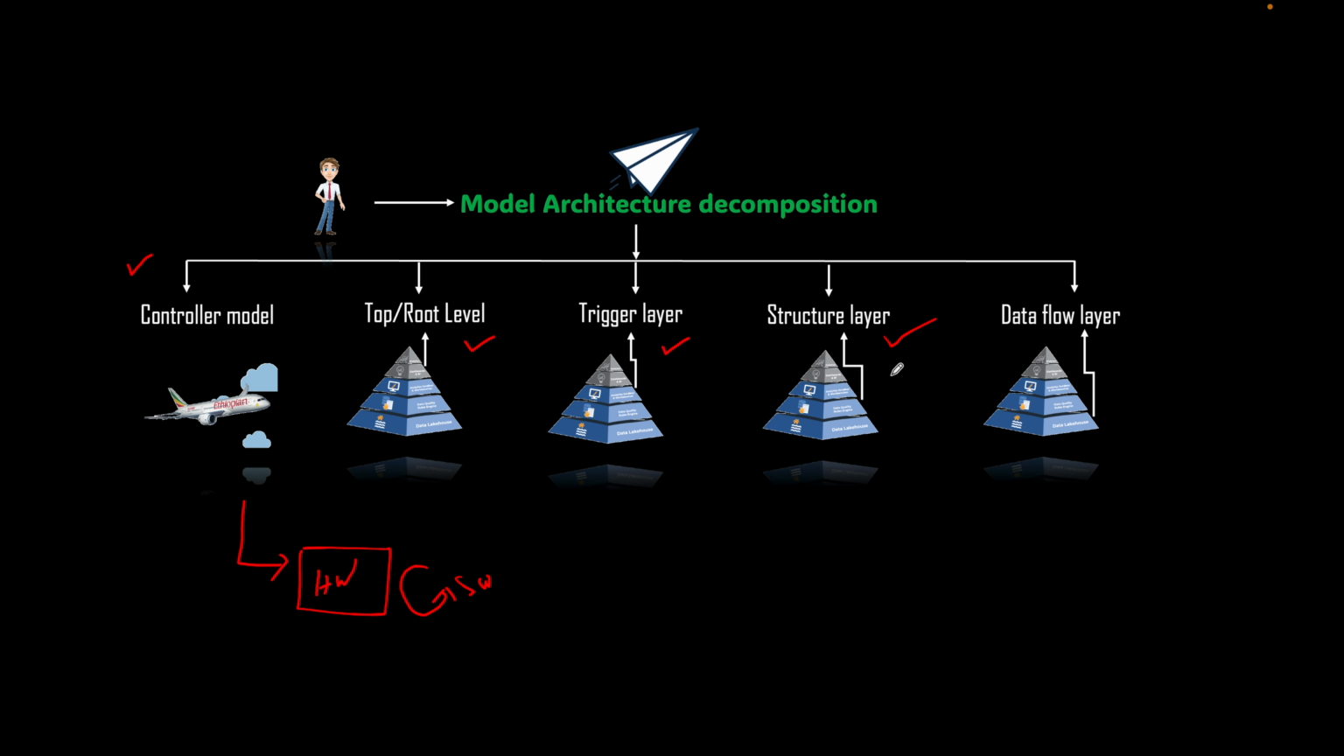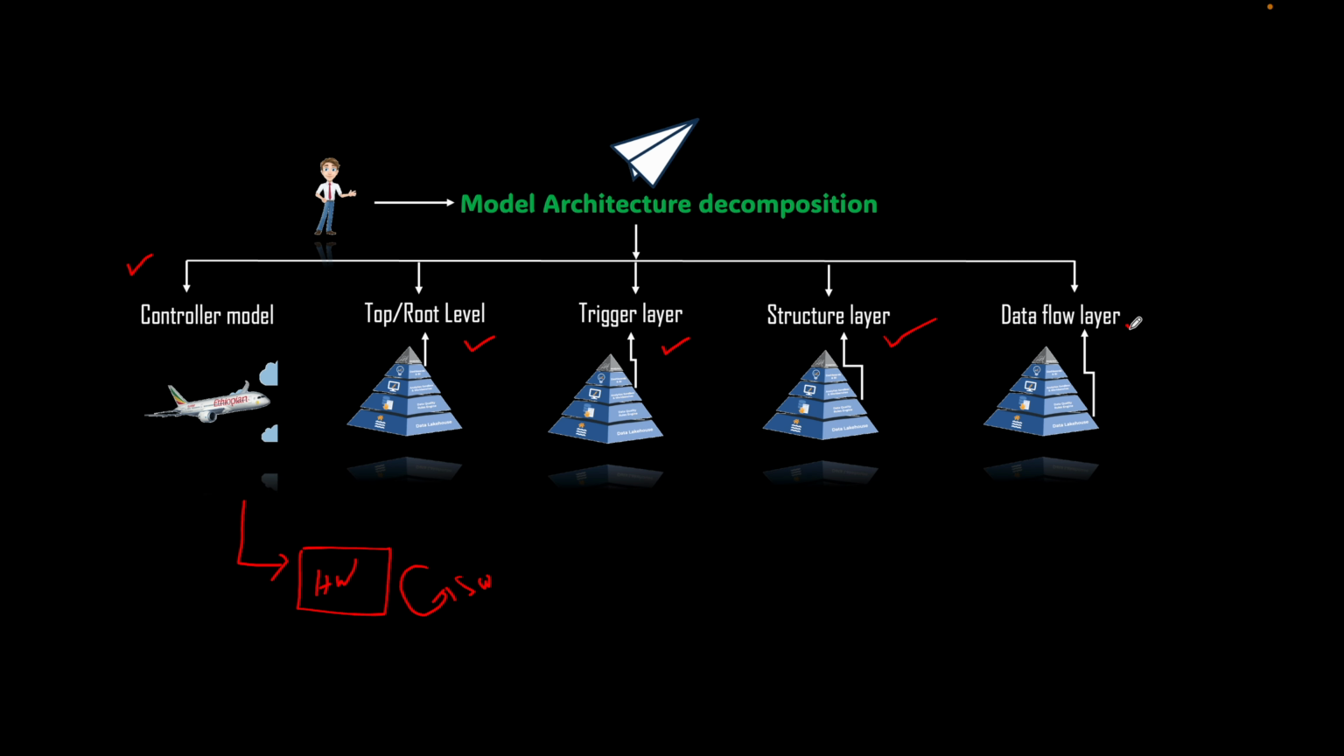Then is the structure. So how the structure should be there inside that enabled or triggered subsystem. How the structures should be organized in the model, and what are the different subcomponents that should be connected to each other. So those are defined in this structure level.